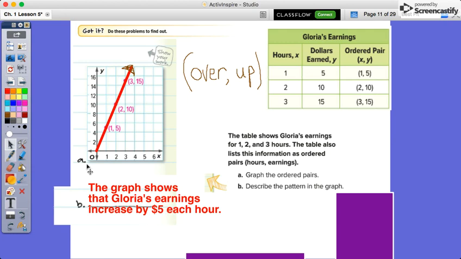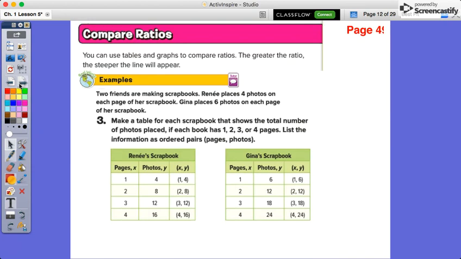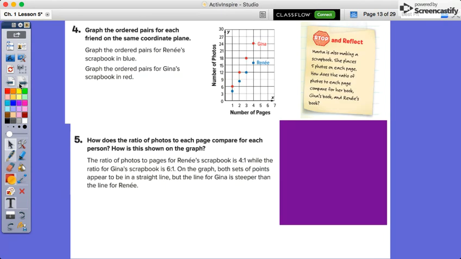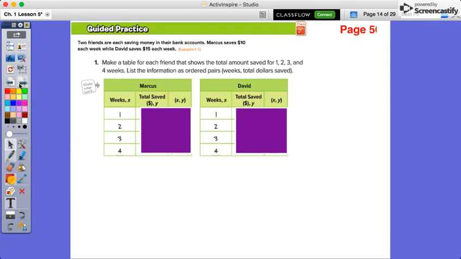Okay, so we're going to go to the next page. I'm going to jump all the way to page 50. We're going to fill out problem number 1. So it says here 2 friends are each saving money in their banking accounts. Marcus saves $10 each week, and David saves $15 each week. So I want you to try to fill out the table. Pause the video right now and come back to it once you have it filled out.